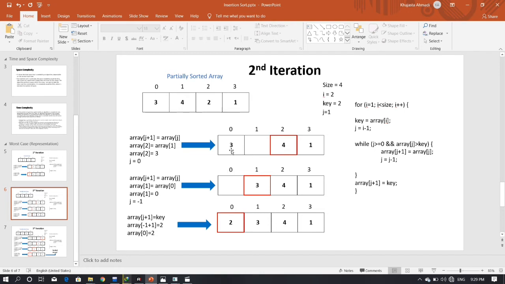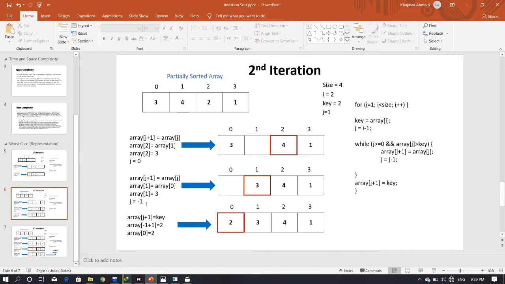So array of 1 will contain the element which is 3. To explain this, let's look at this. Array of j plus 1, which is array of 1, this position will contain the element array of 0, since right gets assigned to the left. So we will have 3 in the position of array of 1 now.